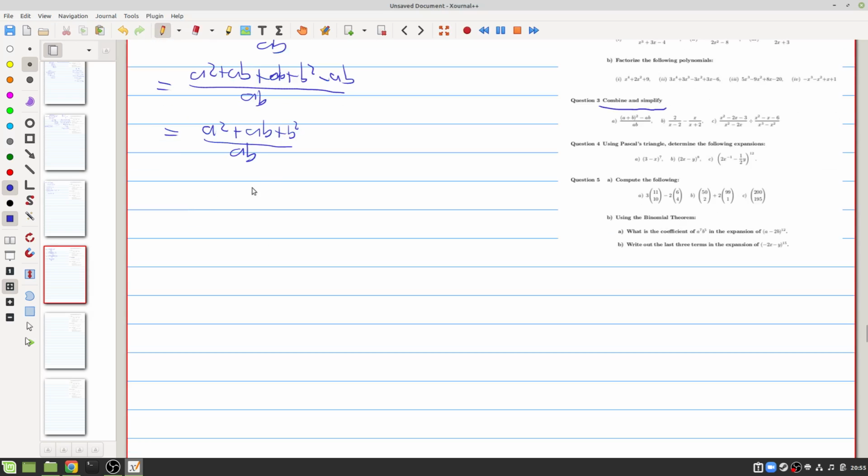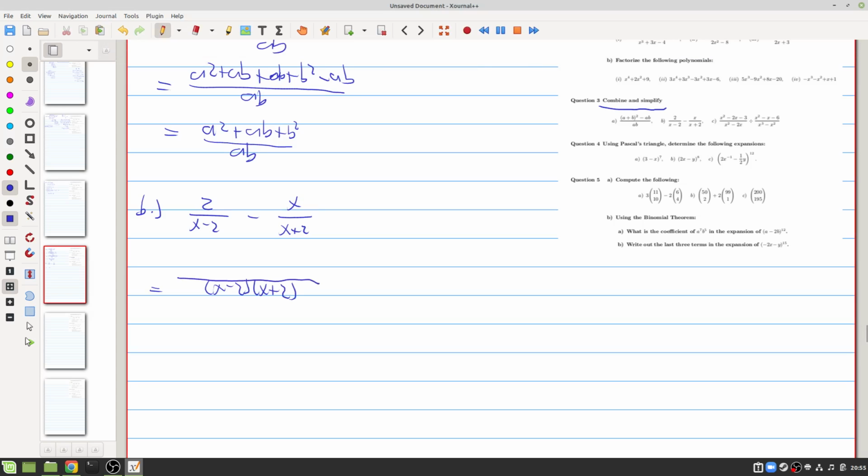Alright, then question B. Okay, so here we have two fractions that we need to combine. So 2 over x minus 2, minus x over x plus 2. Okay, so we need a common denominator first. So a common denominator would be these two multiplied together. So we have the x minus 2 and the x plus 2.